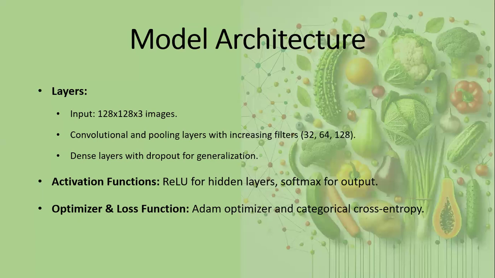For the pooling layer, 2 by 2 max pooling, and for the convolutional layers, 64 filters, then 128 filters, with 3 by 3 kernel size and ReLU activation. The flatten layer converts the features to 1D for the dense layer. For the output layer, 15 units and softmax activation. The optimizer and loss function are the Adam optimizer and categorical cross entropy. The model was compiled using the Adam optimizer, categorical cross entropy loss, and accuracy as the evaluation metric. Training utilized early stopping to prevent overfitting.